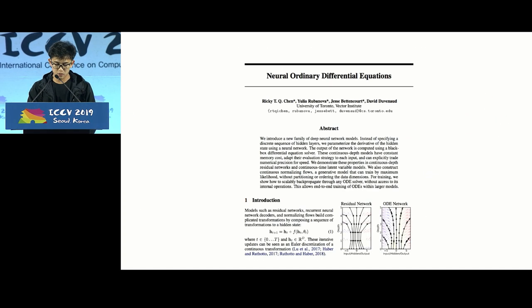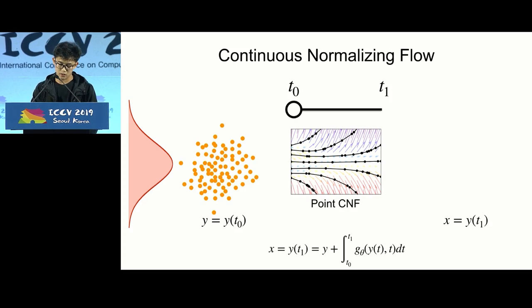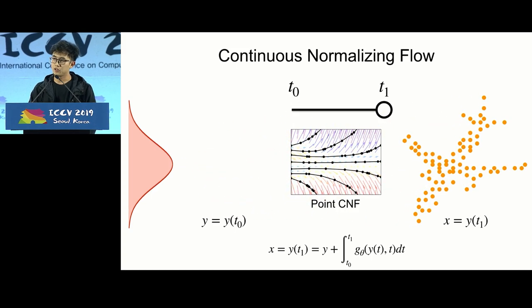So therefore, we come to a model called continuous normalizing flow, or CNFs, as introduced in the neural ODE paper. A CNF transforms points by moving them along the learned vector field in the space. So the output of the CNF is a solution to an initial value problem. Formally, let Y define the points in the prior space, then the output of the CNF can be obtained by integrating along the vector field G theta. And G theta is parameterized by a deep neural network.